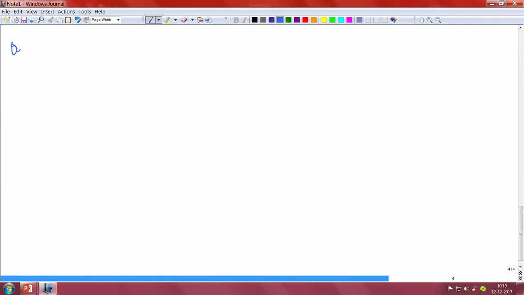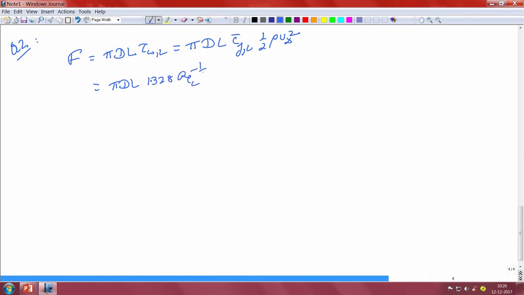Question 2. So, first and foremost, since the boundary layer is much thinner than the pipe diameter, the wall friction and the heat transfer can be estimated. So, for example, the force is pi d L into tau wall, that is the shear stress. So, pi d L, this is C_f L, half rho u infinity squared, which is pi d L times 1.328 Reynolds number to the power of minus half, rho u infinity squared.